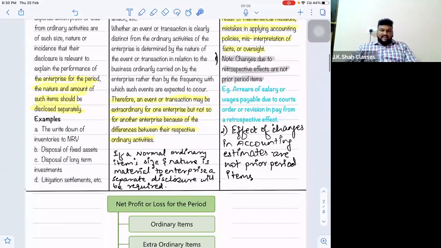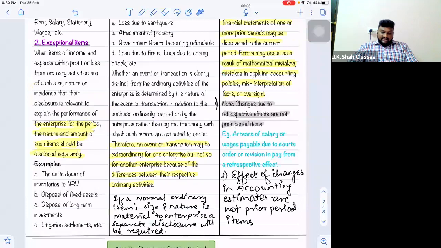Now, please understand this paragraph, whatever I explained: whether an event or transaction is clearly distinct from the ordinary activities of the enterprise is determined by the nature of the event or transaction in relation to the business ordinarily carried on by the enterprise, rather than by the frequency with which such events are expected to occur. It means that to determine whether it is an extraordinary item or not, don't only have a look at the frequency of the transaction. Please check the transaction with the nature of your business.